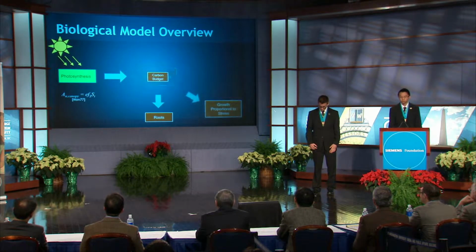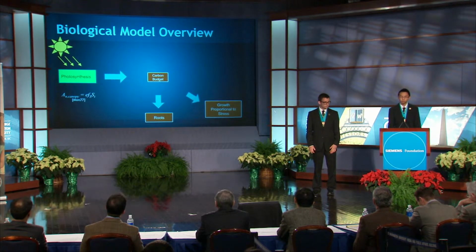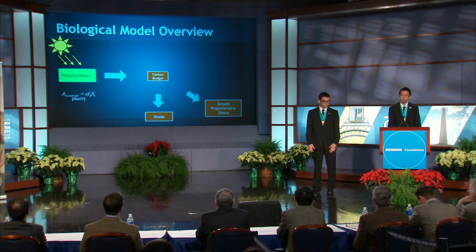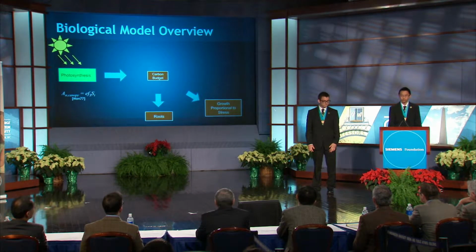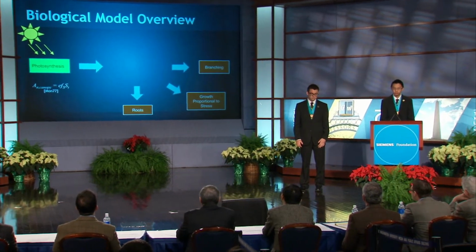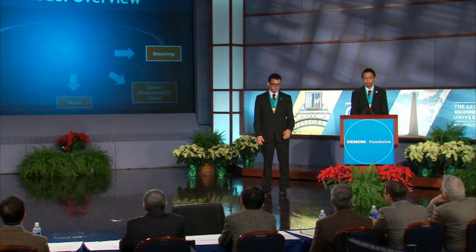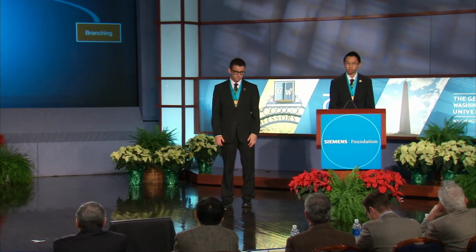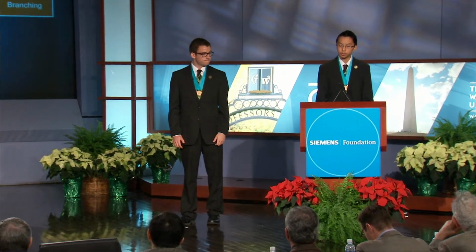Next, we use the majority of the carbon budget towards growing segments in width proportional to the stress experienced, which I'll talk about in a bit. And finally, we use the rest towards branching, which involves creating new segments and leaves, allowing us to recalculate our carbon budget from photosynthesis, starting the process all over again. This happens every year.